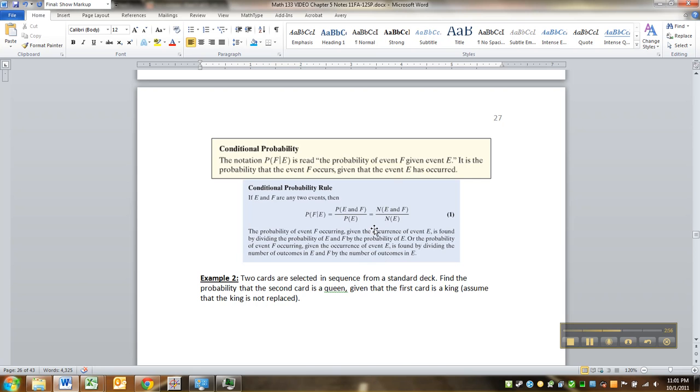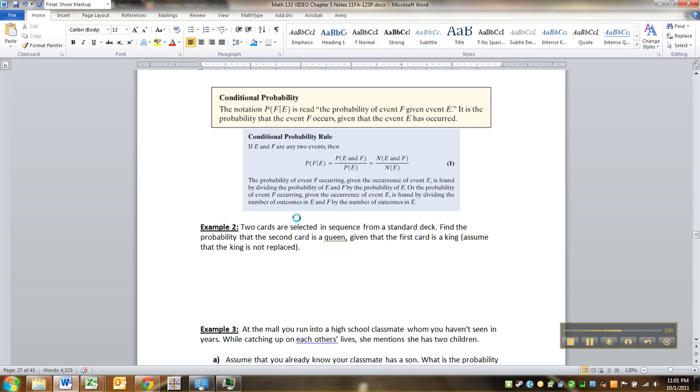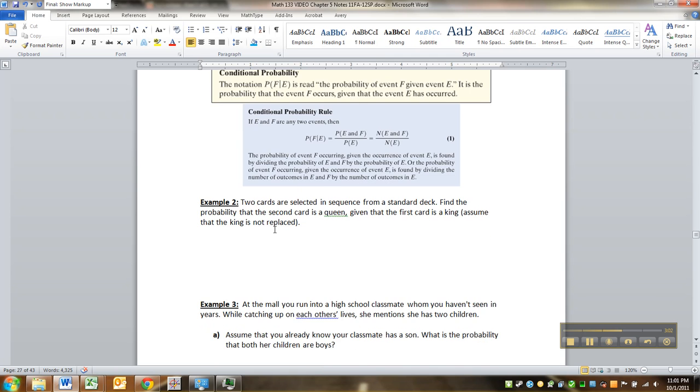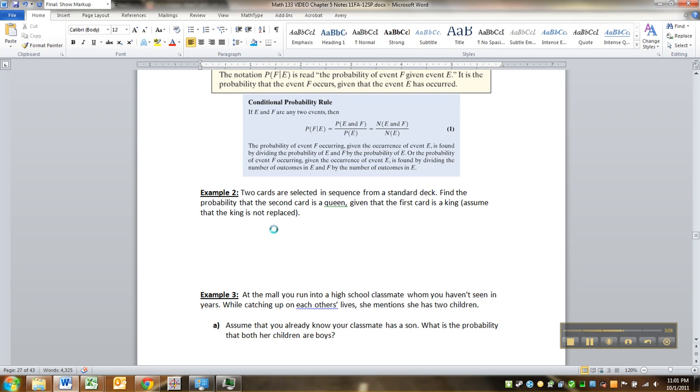All right, so then let's see down here. We have the conditional probability rule. Now, the way to find conditional probabilities for things that are harder than that die problem is you take the probability of F given E is equal to the probability of E and F divided by the probability of E. Or in other words, the number of ways you can have E and F divided by the number of outcomes in event E.